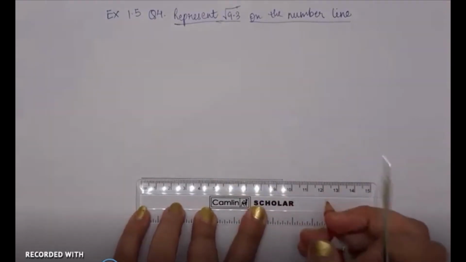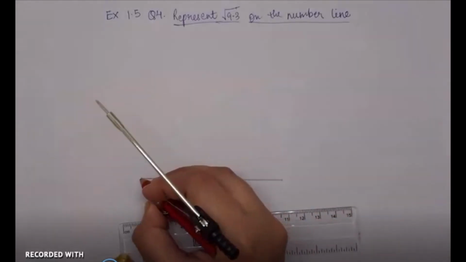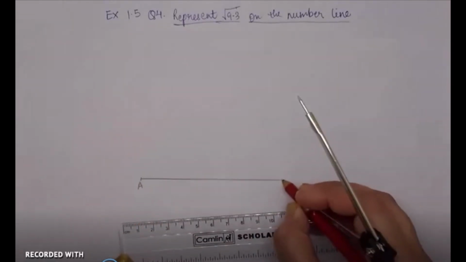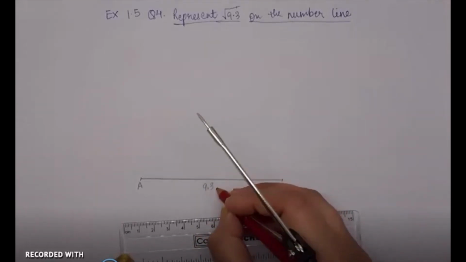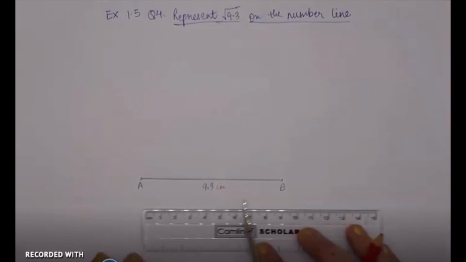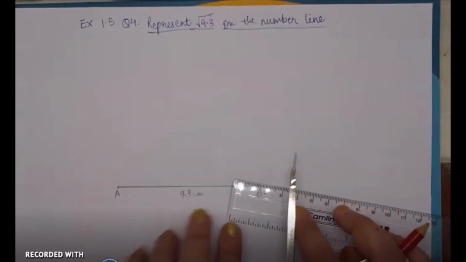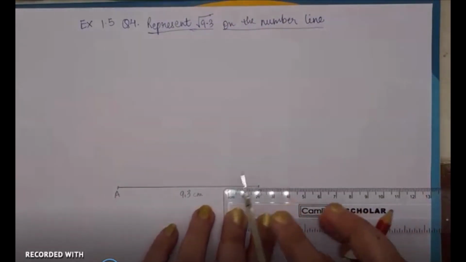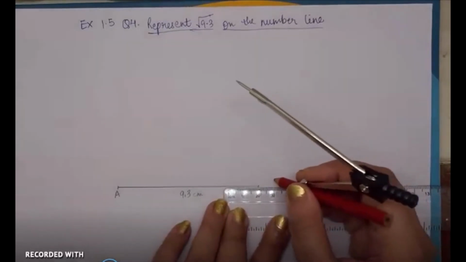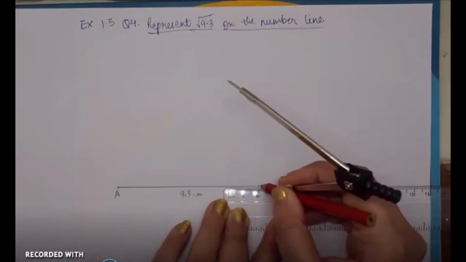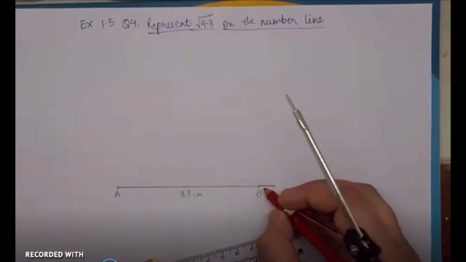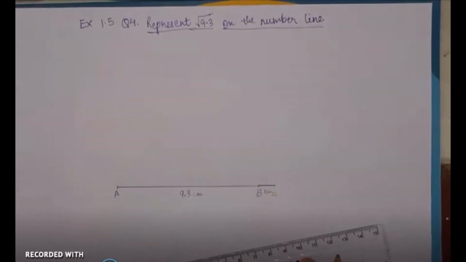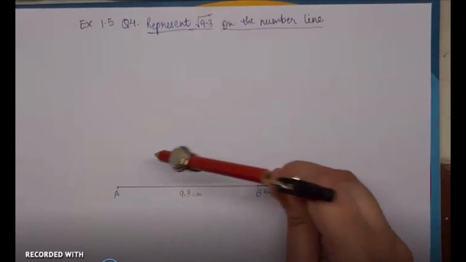I'm measuring 9.3 exactly. So my line segment AB is 9.3 centimeters. Now after B, I'm measuring an extra 1 centimeter. So this is 1 centimeter, that is, BC is 1 centimeter. Now the entire length AC has become 10.3 centimeters.